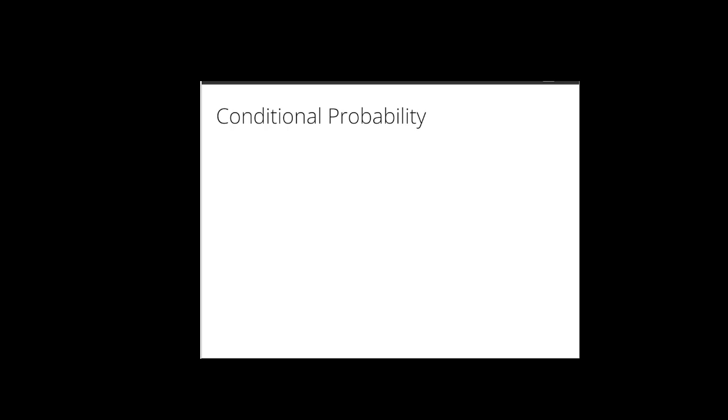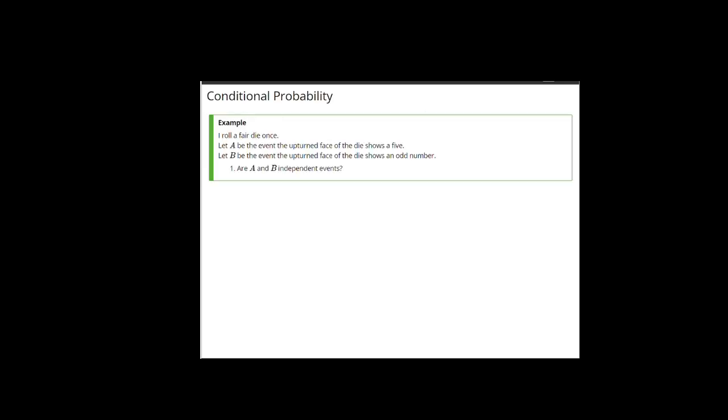Conditional probability. Suppose I roll a fair die once. Let A be the event that the upturned face shows a 5, and B the event that this face shows an odd number. Are A and B independent events?